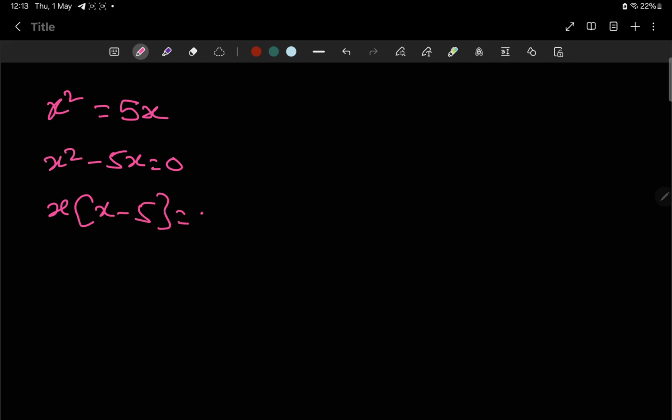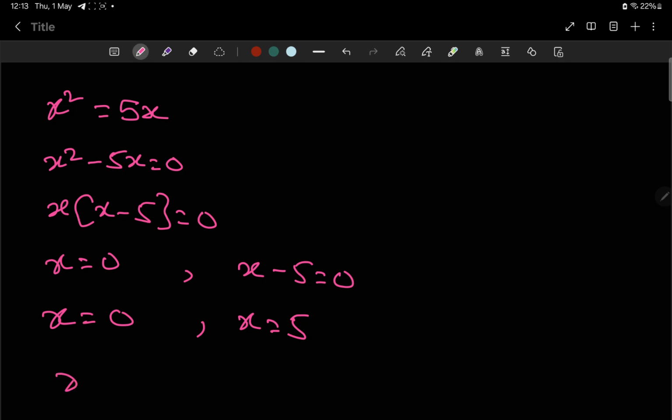So let's try another. If they give x square is equal to 5x, how to find it? So x square minus 5x, we have brought this 5x to this side. So x is common in both, right? So take out x into (x minus 5) is equal to 0. So x is equal to 0 and x minus 5 is equal to 0. x is equal to 0, x is equal to 5. So the solution of x is 0 or 5.